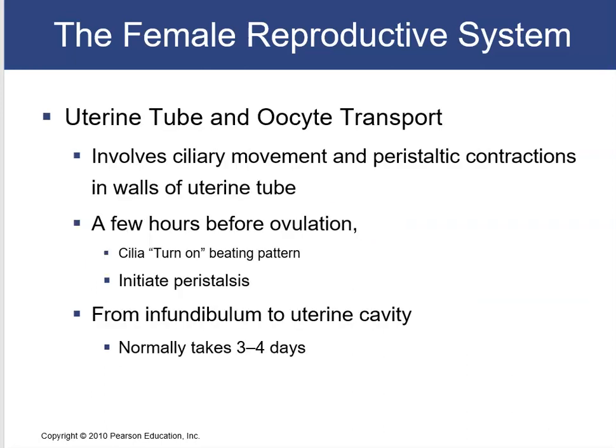The transport of the oocyte involves the ciliary movements as well as peristaltic contractions in the walls of the uterine tubes. A few hours before ovulation, the cilia will literally be turned on in this beating pattern, and peristaltic contractions will be initiated. Like I said, this will create currents that will direct and guide the egg that was just released into the opening of the uterine tubes. From the infundibulum to the uterine cavity normally takes roughly 3 to 4 days for that egg to make its way down.